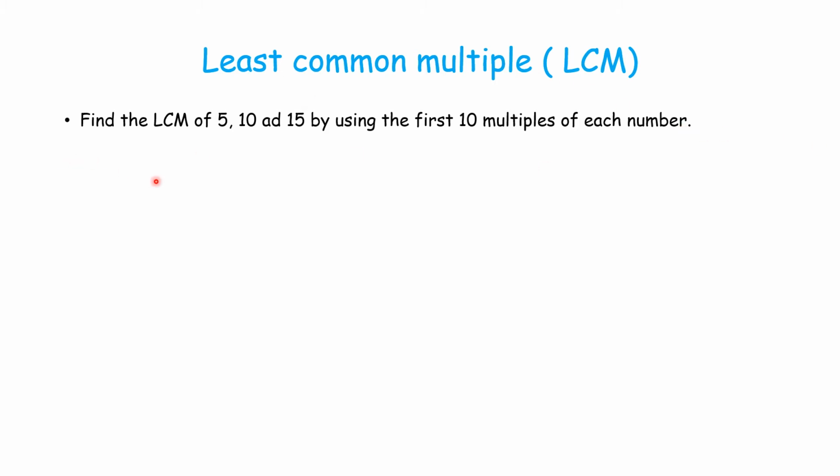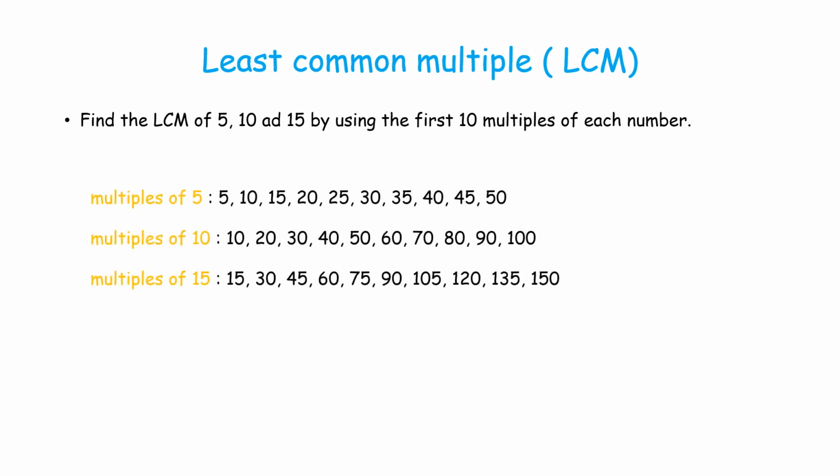So let me write the first 10 multiples of these three numbers. Okay, so here the multiples of 5, 10 and 15 are written. Only the first 10 multiples, because here it was mentioned that we have to write the first 10 multiples. Now to find the least common multiple, our first step is to find the common multiples. So let's see what the common multiples are.